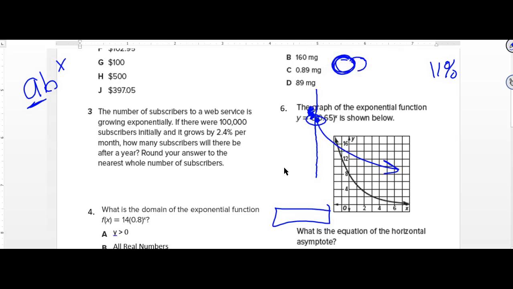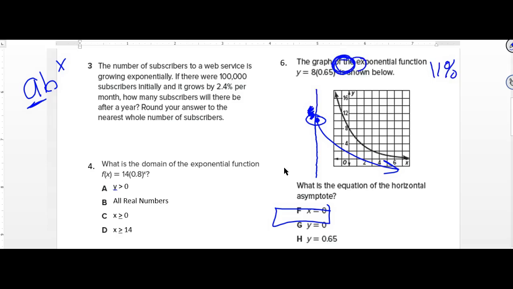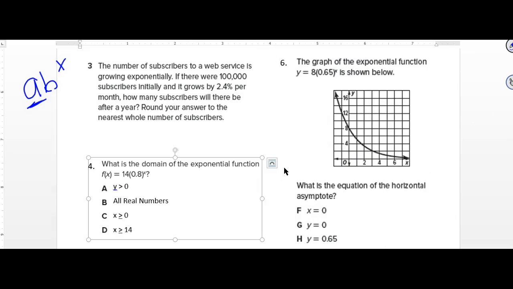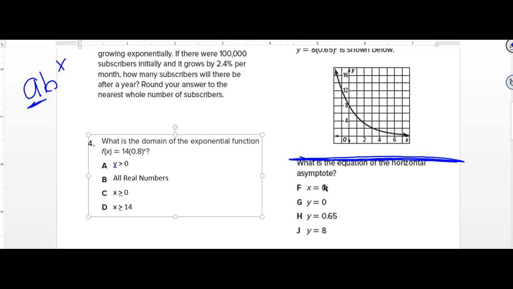Number 6, the graph of this function. What is the equation of the horizontal asymptote? Horizontal asymptote is where this graph approaches and never actually touches. So it's like the wall. If you continuously walk halfway to the wall, this graph gets closer and closer and closer to the x-axis, but it never touches it. So what's the equation of the x-axis? Well, it's not that or that. It's either going to be x equals 0 or y equals 0. If you don't know, go to your calculator and graph it. I need to know what the x-axis looks like, so I'm going to try x equals 0.